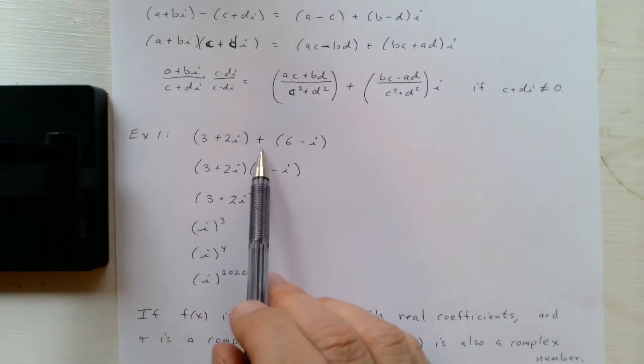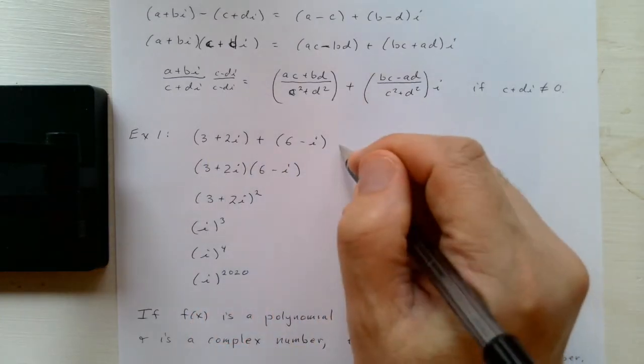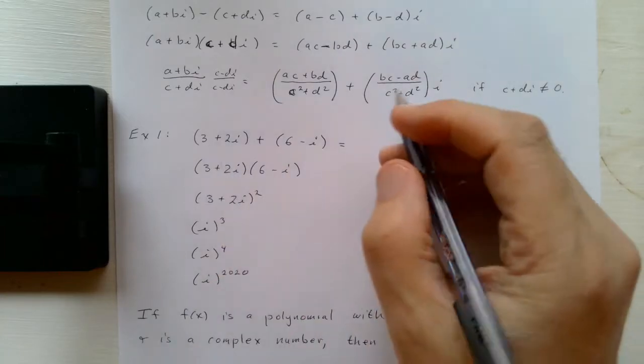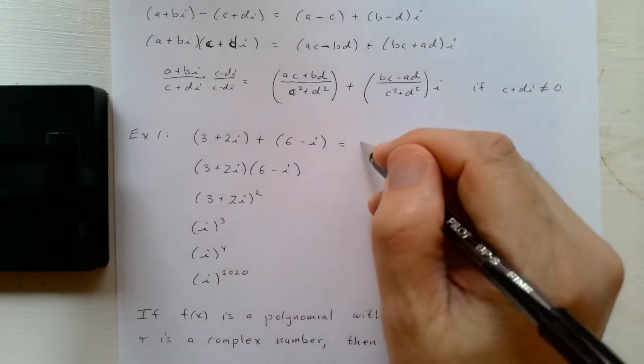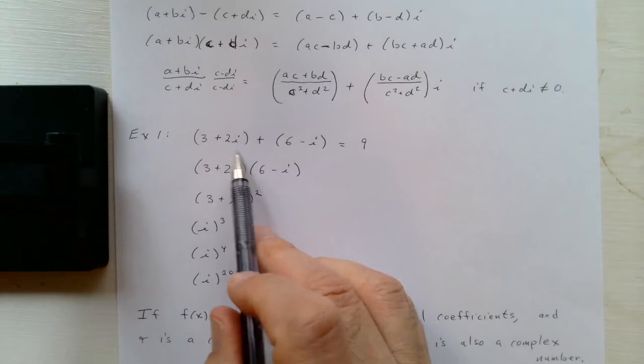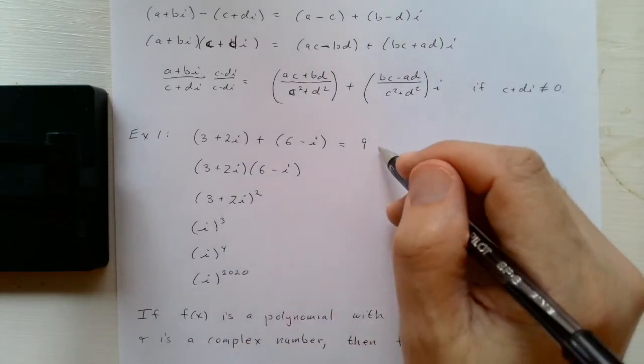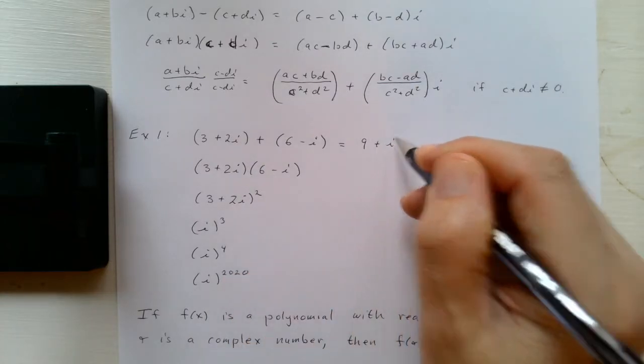3 plus 2i plus 6 minus i. You just take the real parts. 3 plus 6 is 9. And 2i minus i is 1i. So this would be 9 plus i.